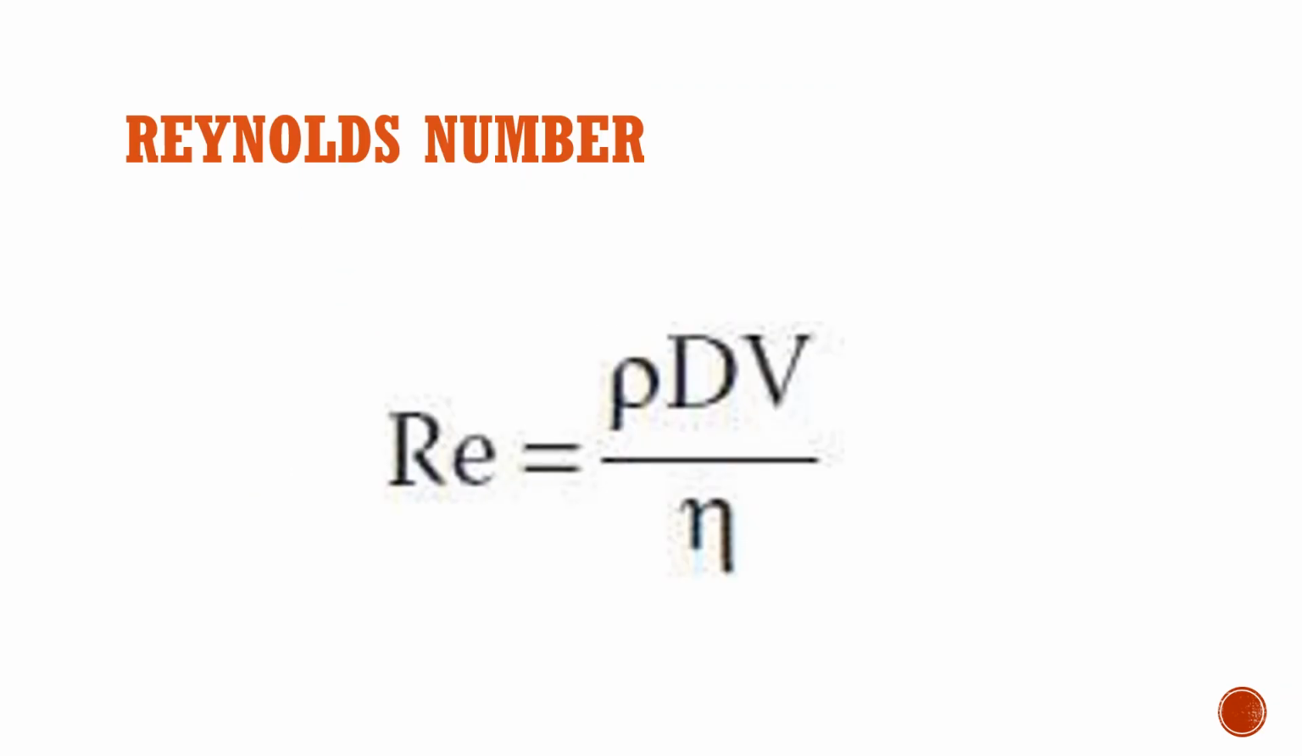The chance of blood flow becoming turbulent is determined by the probability of turbulence, which is denoted as the Reynolds number. That is Re is equal to rho dV by eta. Here Re is the Reynolds number, rho is the density of blood equal to 1, d is the diameter, V is the velocity of blood flow, and eta is the viscosity of blood. So the blood flow is usually determined by this Reynolds number.